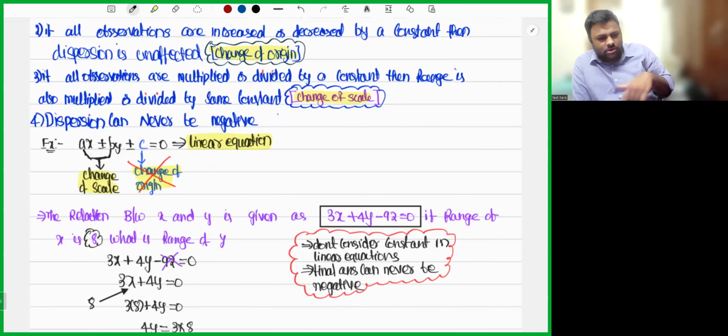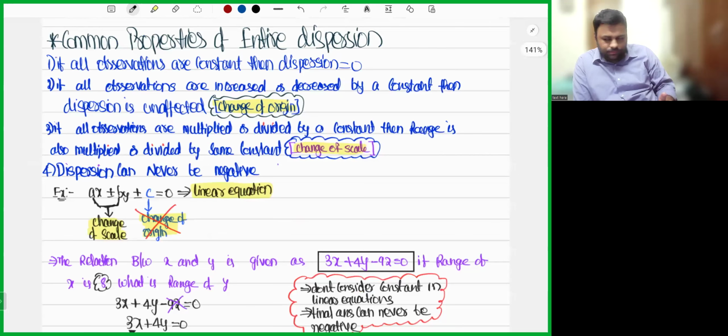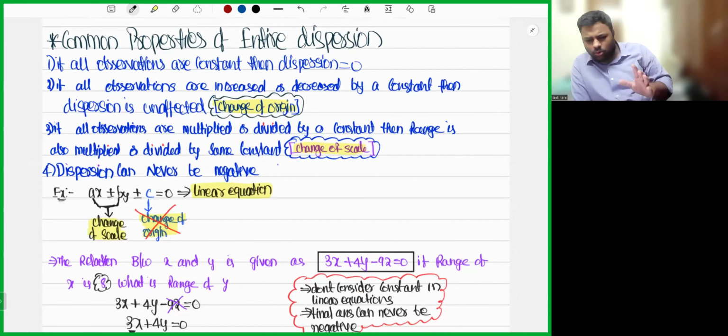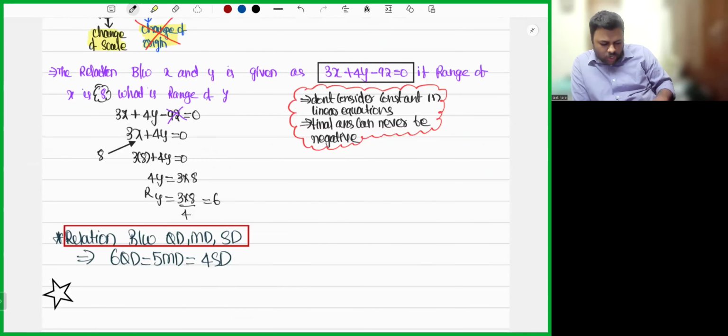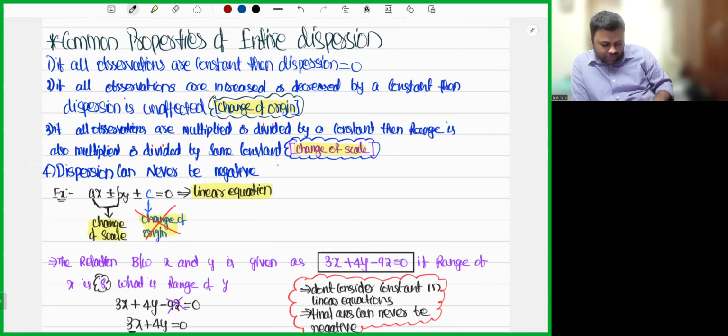See, this common properties of dispersion I've given after standard deviation. So you need not worry about that. If you haven't written it, it's completely fine. I've given one example also. Now let's come to standard deviation, my dear friends.